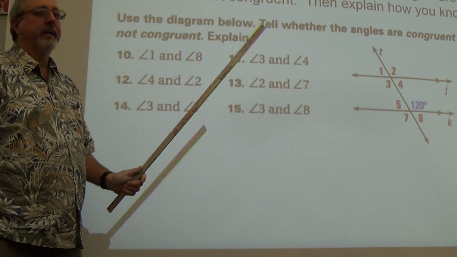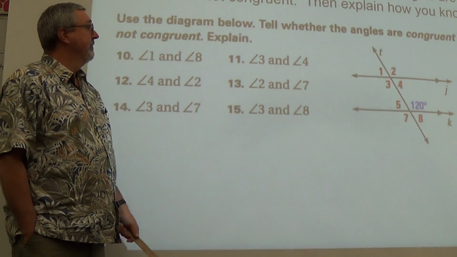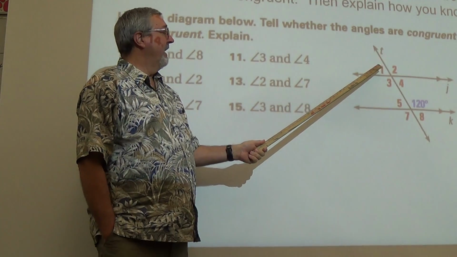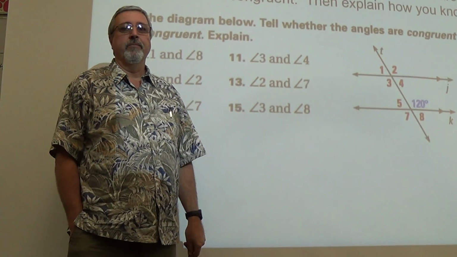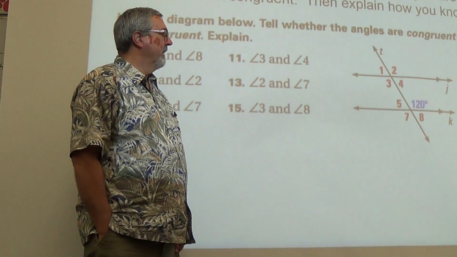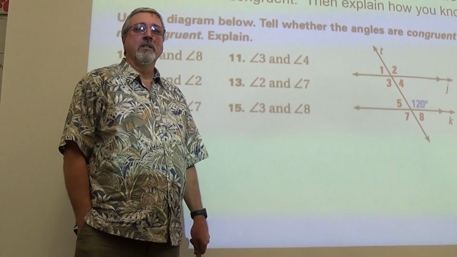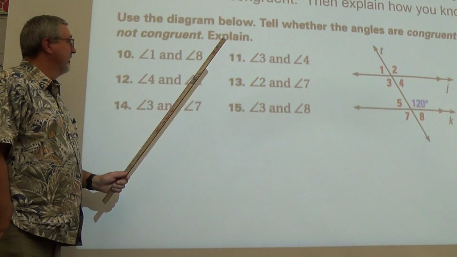So let's just pick a person at random. Alexis. That was pretty random. So Alexis, you have angle 1 and angle 8. What kind of angles are those? Alternate exterior angles. Okay, alternate exterior angles. Would they be congruent? Yes. Okay.